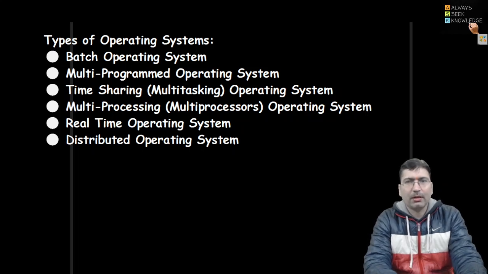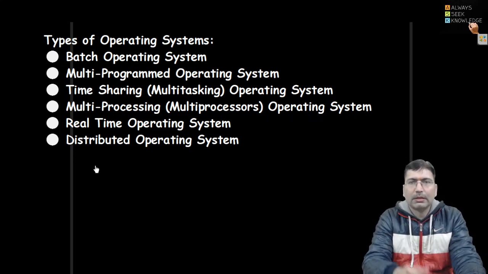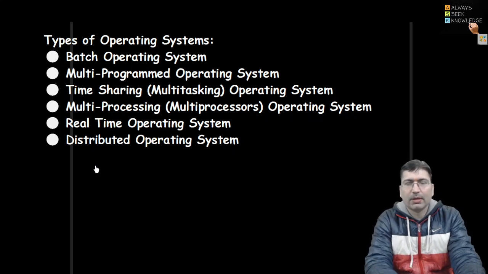Hello everyone, welcome back. In this lecture, I'm going to discuss the various types of operating systems as I have already written on the screen, so you can read out. These are a few of the types of operating systems available.